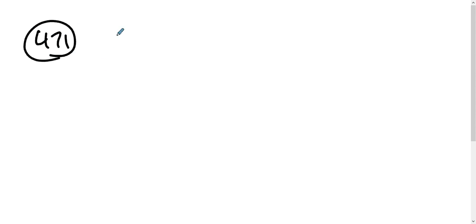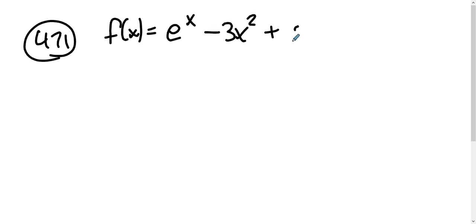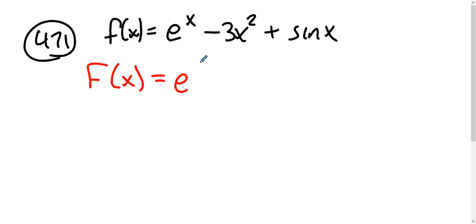I asked you to do question 471, which says that f of x is e to the x minus 3x squared plus sine x. You were asked to find an antiderivative. Antiderivatives are generally written with capital letters. So what's a thing whose derivative is e to the x? Well, e to the x's derivative is e to the x. That makes sense. What's something whose derivative is 3x squared? Well, that something is probably x cubed.